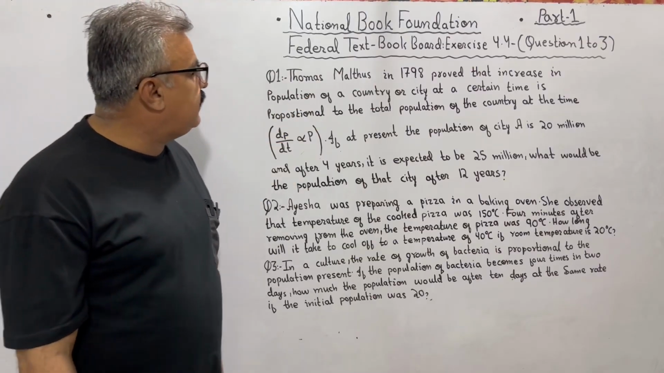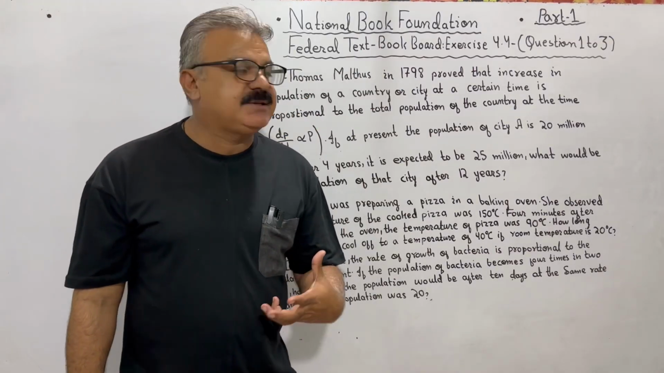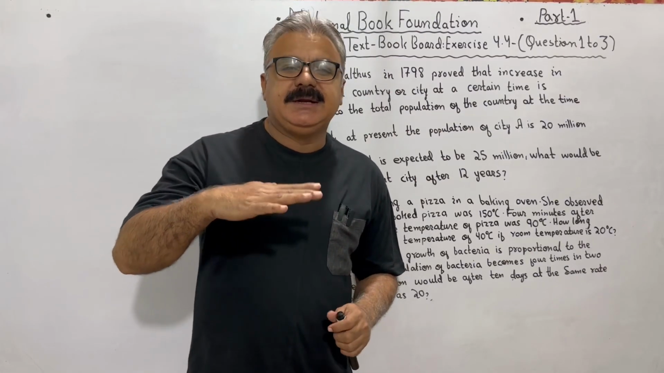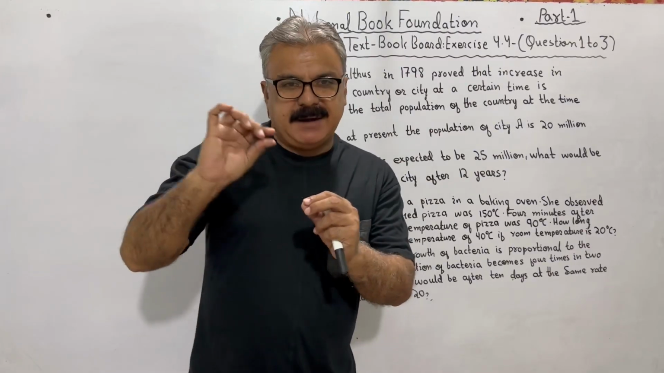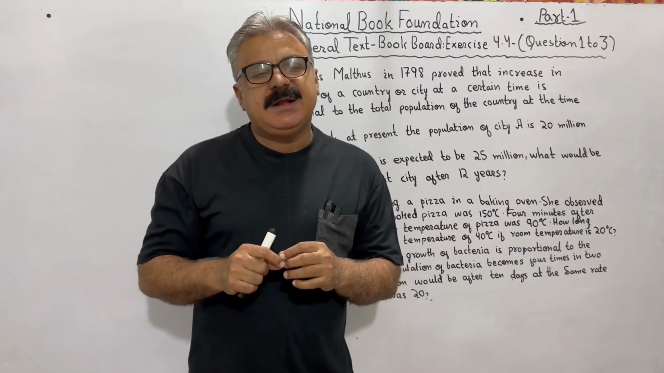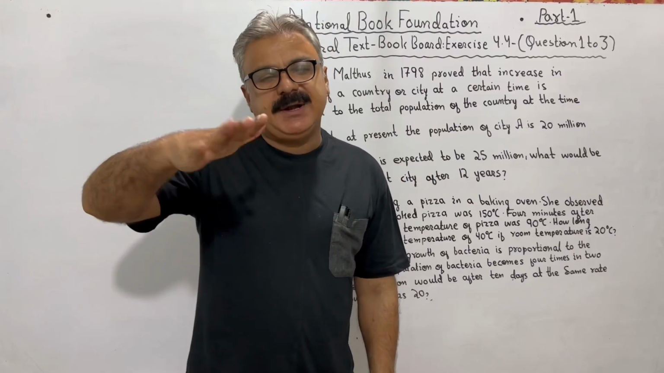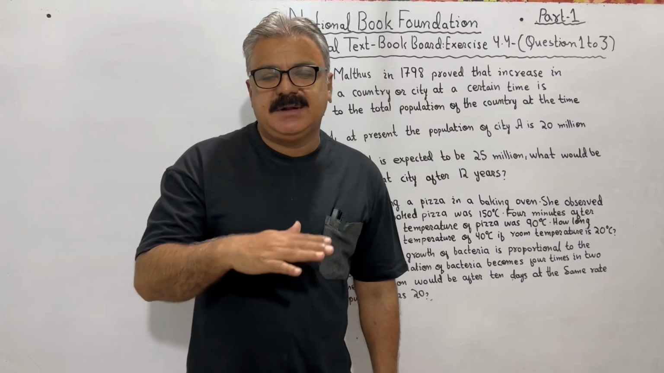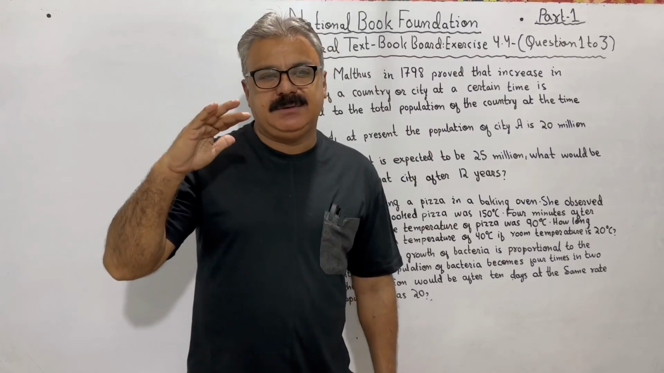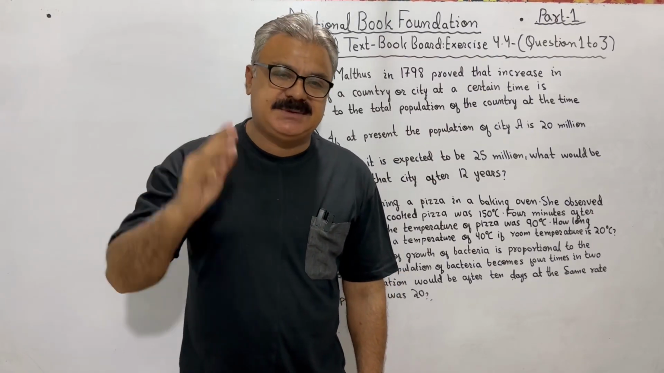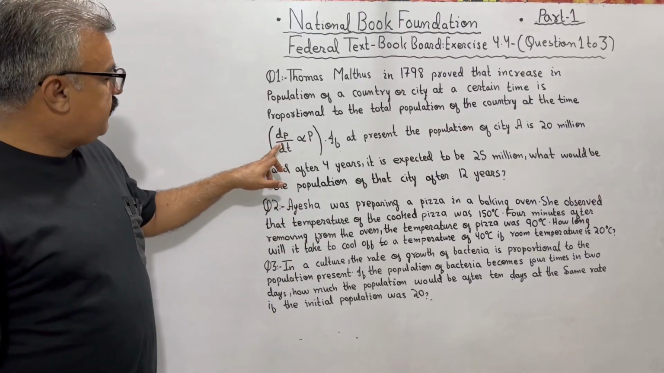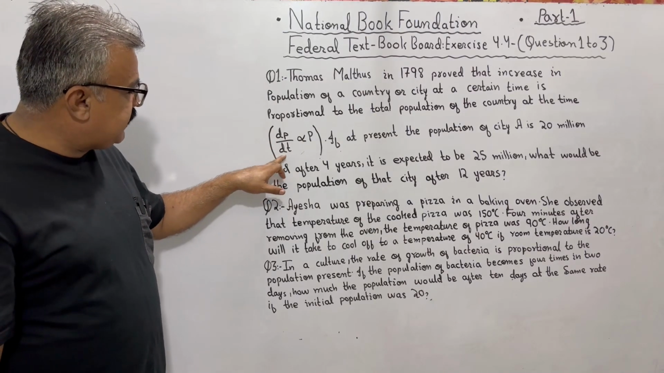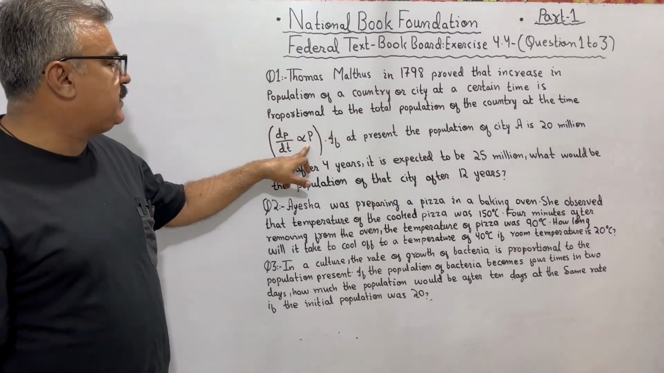Thomas Malthus proved, in demography, in statistics, that the increase in the population is directly proportional. It increases exponentially. Exponentially means having power. If you are a mathematician, you are familiar. It increases at a geometric rate, where r is greater than 1. It increases by leaps and bounds. It jumps. And he gave that the rate of change in the population is directly proportional to P. The rate of change of population with respect to time is directly proportional to the population present.